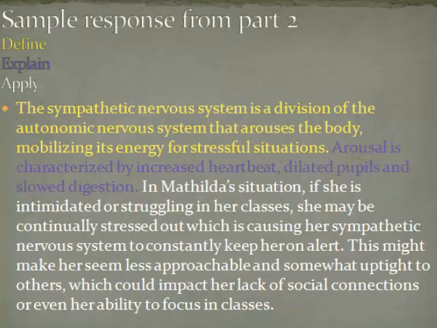This might vary a lot between people. So in Matilda's situation, if she's intimidated or struggling in her classes, she might be continually stressed out, which is causing her sympathetic nervous system to constantly keep her on alert. Then you could go anywhere with this. This might make her seem less approachable and somewhat uptight to others, which could impact her lack of social connections or ability to focus. You could have said anything else. You could say that her sympathetic nervous system constantly being on alert is wearing her down, which gives her no energy to go out and meet new people.